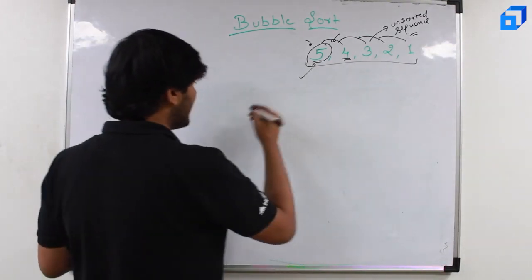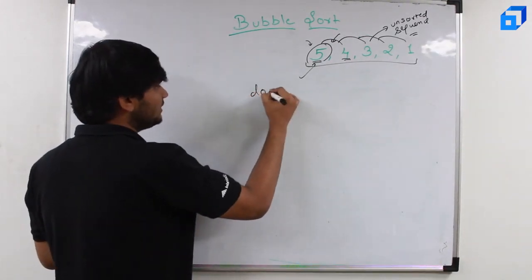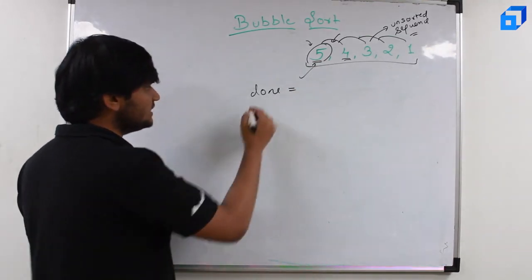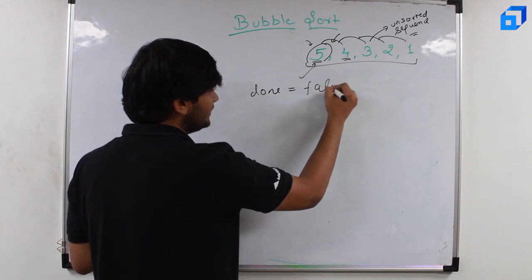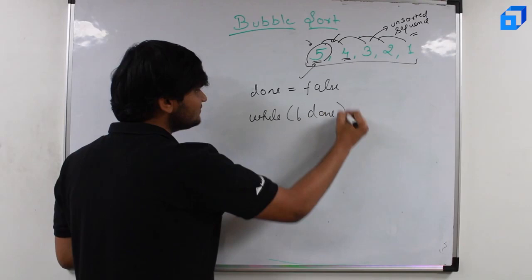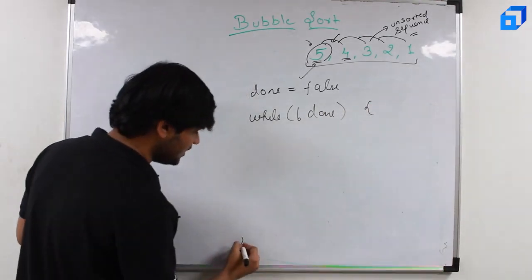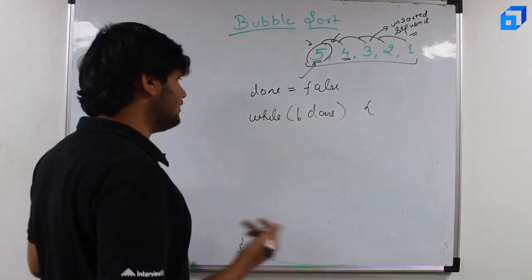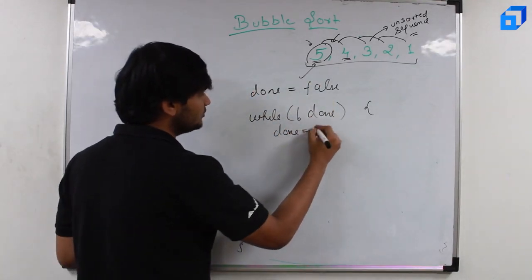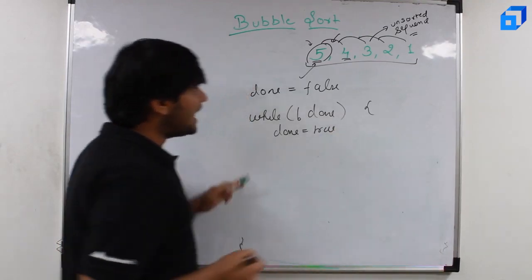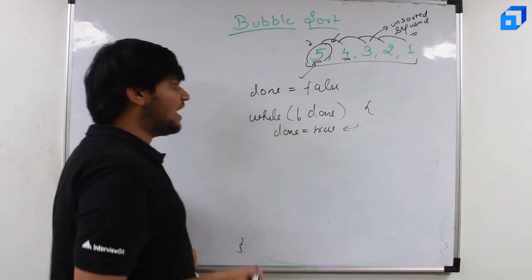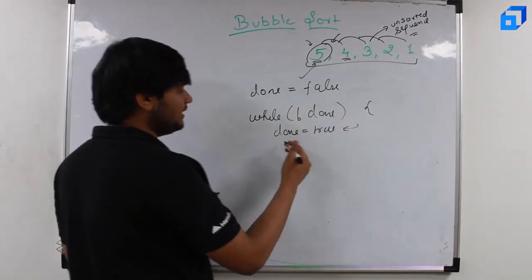So we will keep track of a flag. Suppose we are keeping a done flag. Initially this done flag is marked as false, right? And while this flag is false, we will try to implement the algorithm. Now what the algorithm will say: suppose at each iteration I will mark this flag as true, right? And if at any time any swapping occurs, I will change the flag to false again and the loop will be executed again, right?